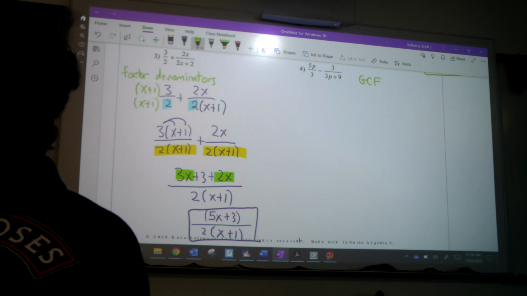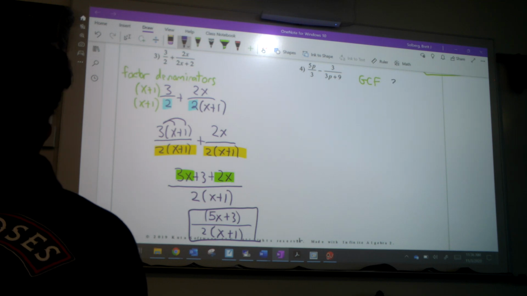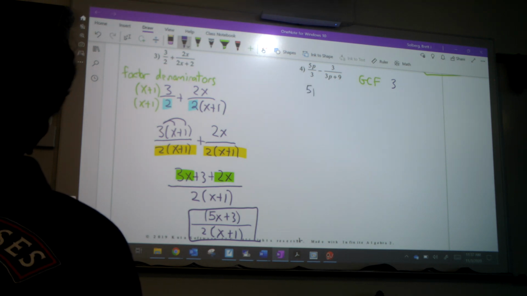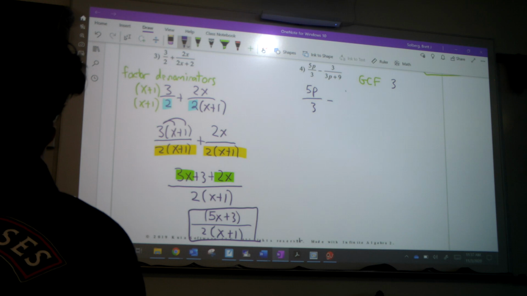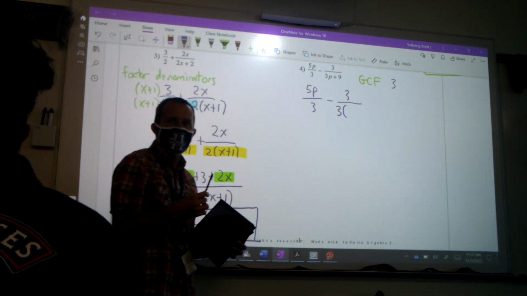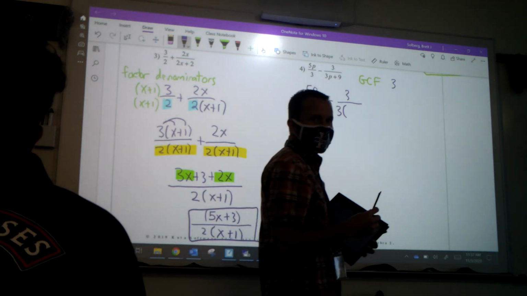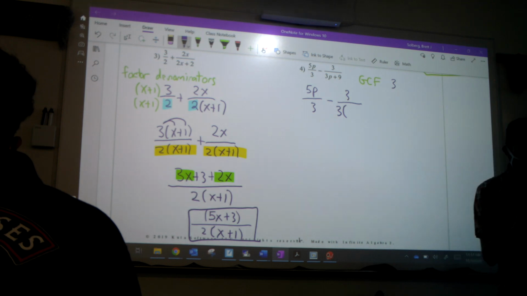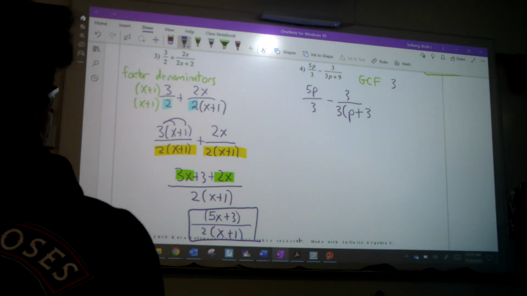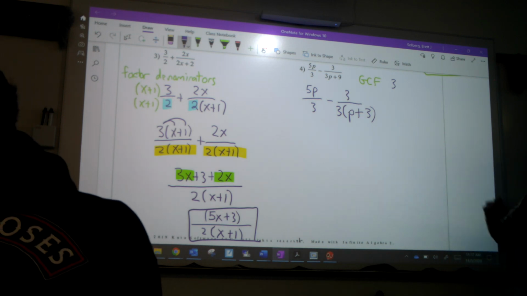If I were to factor out that 3, what would that leave me with? So if I factor out a 3, what's 3 divided by 3? Or 3p divided by 3? It's just 1, right? So that's just p. And what's 9 divided by 3? There you go. Okay, so we just factored out a 3.